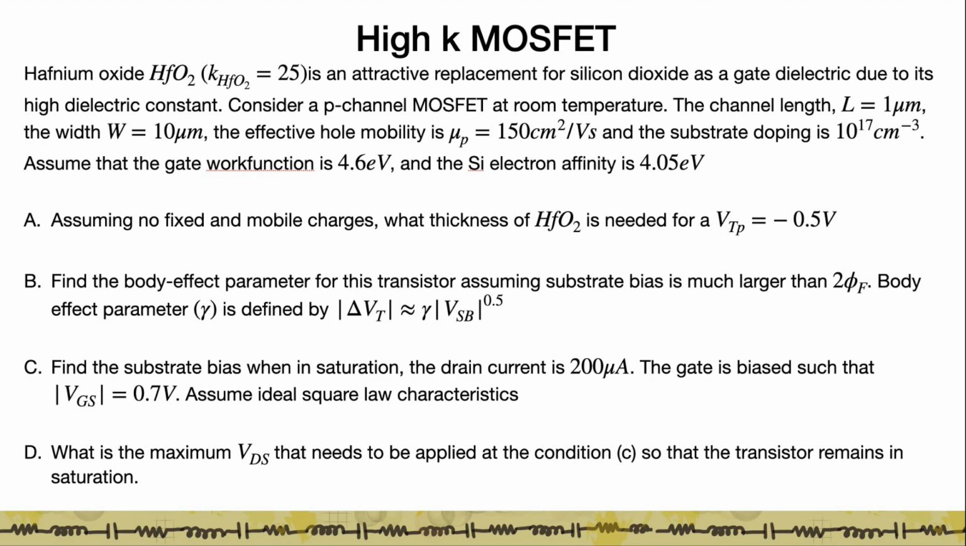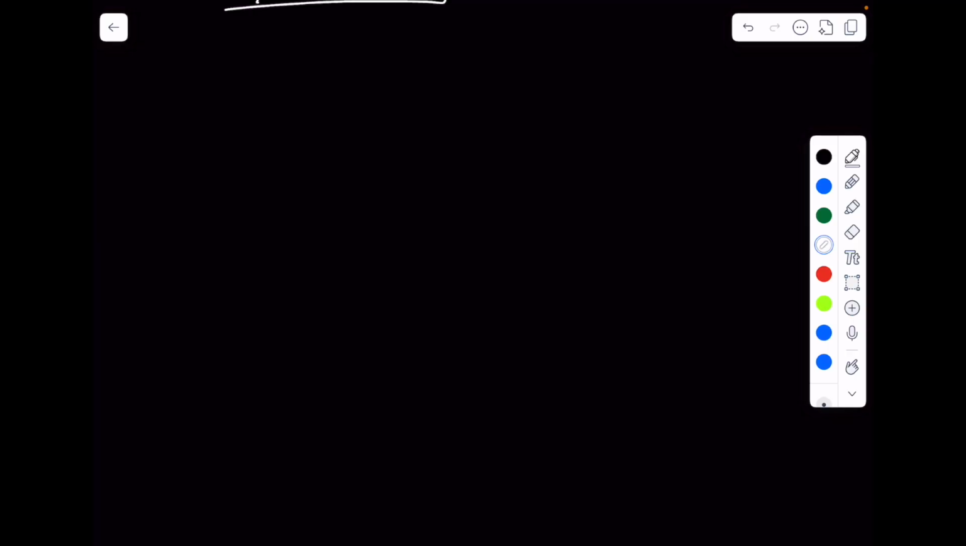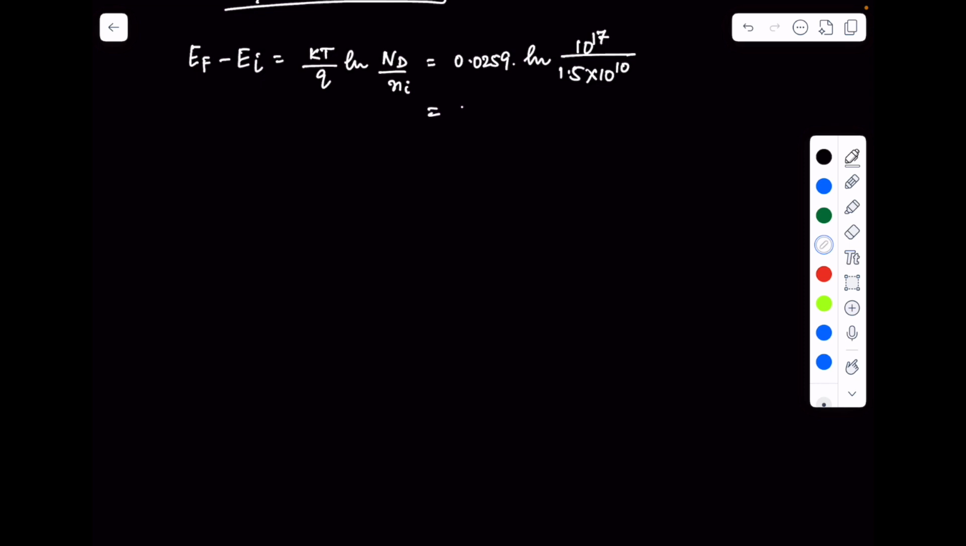So first thing is we need to find the thickness of the hafnium dioxide. In other words, we need to find Cox. First, let's find phi f. Let's do the whole procedure for the Vt. To find phi f, I need to find EF minus EI. EF minus EI is KT by Q ln ND by Ni, which is 0.0259 into ln 10 power 17 by 1.5 into 10 power 10, which works out to 0.407 electron volts.